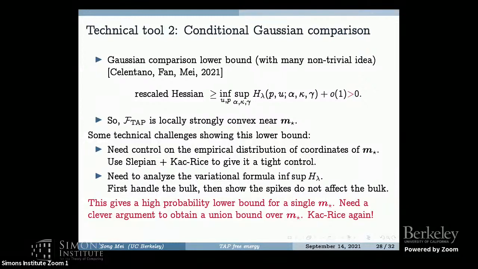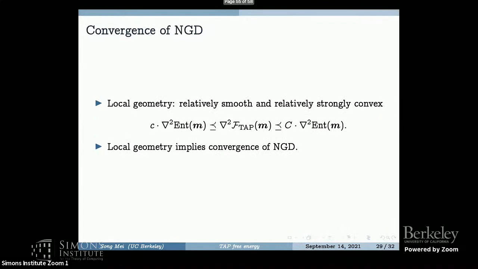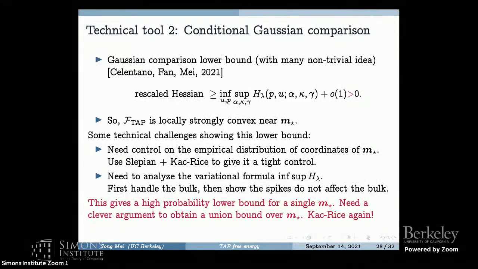And to do this, there is a very non-trivial argument. We need to have a clever argument to obtain a union bound over M star using the characterized formula again. Okay, so this is the technical difficulty of dealing with the landscape of the type energy.